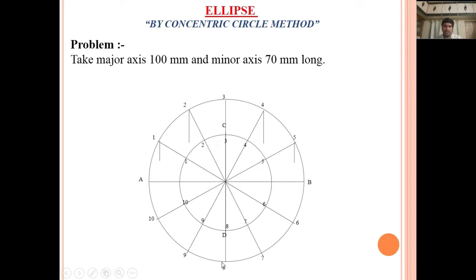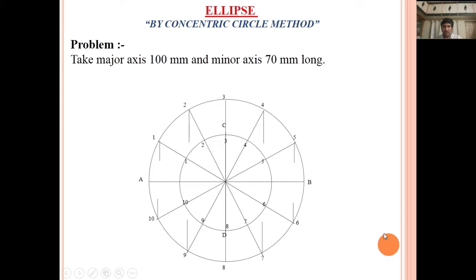Now for points 6 7 8 9 10, from point 6 draw a vertical line parallel to the minor axis but in the upward direction. For 1, 2, 3, 4, 5 the same procedure, means draw a vertical line parallel to the minor axis in the downward direction, whereas from point 6 to point 10 draw a vertical line parallel to the minor axis in the upward direction, like this.